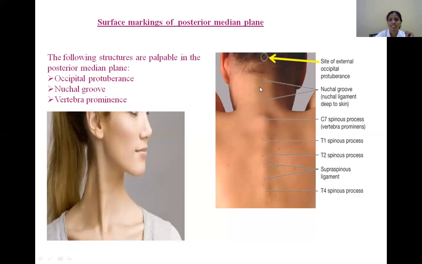Clear? And on either side you see this is a prominence. So what is this? Trapezius muscle. So this is the trapezius muscle, superficial, covering all the deep muscles of the neck. So this is a surface marking found on either side of the nuchal groove. So what is this?